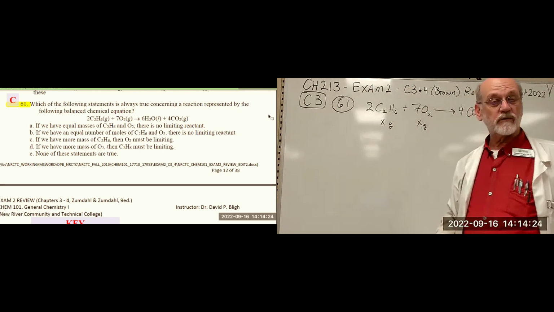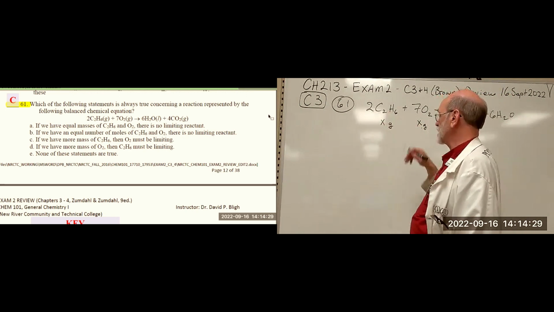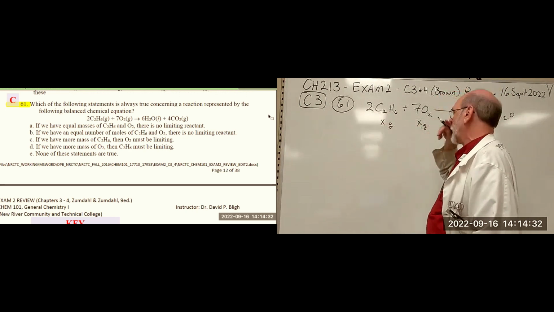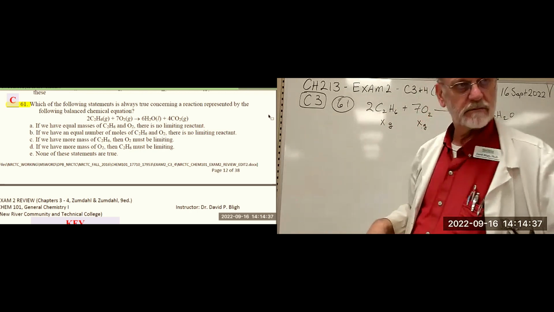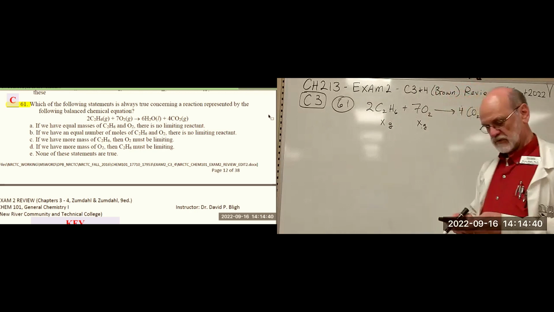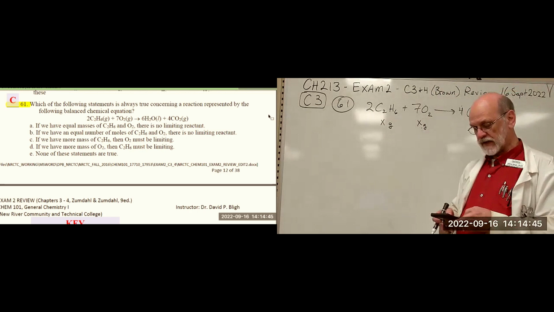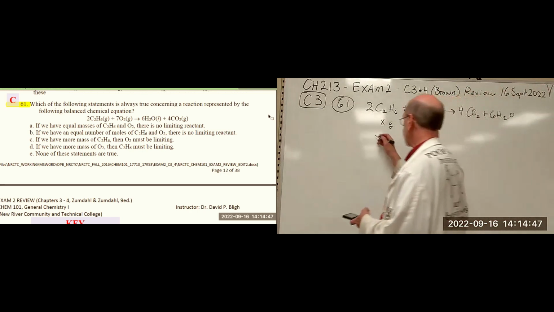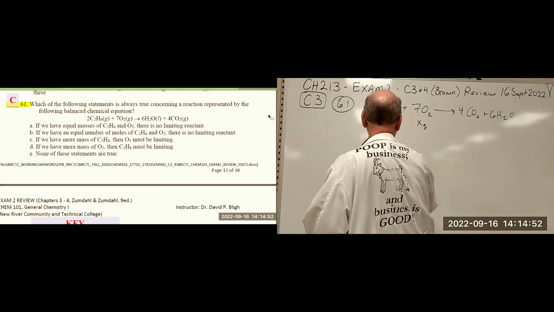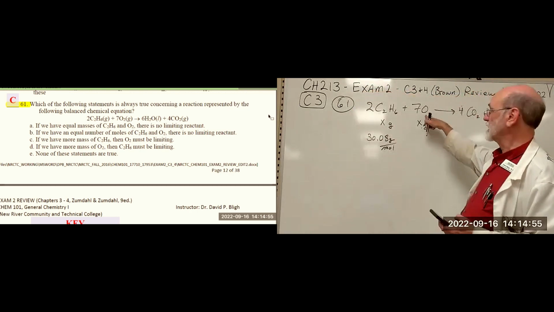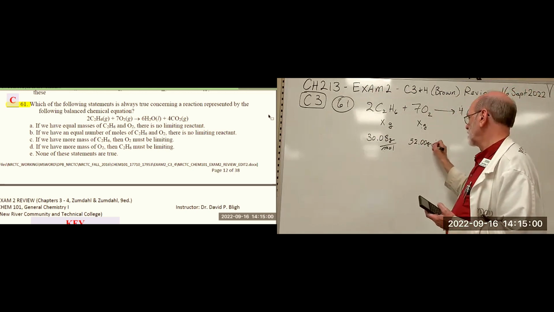There's no limiting reactant, which means you have a stoichiometric mixture of 7 oxygens for every 2 C2H6. So what's the molar mass of C2H6? 12.01 times 2, and then 6.06 for the hydrogens. So that's 30.08 grams per mole. Oxygen is 32 grams per mole.